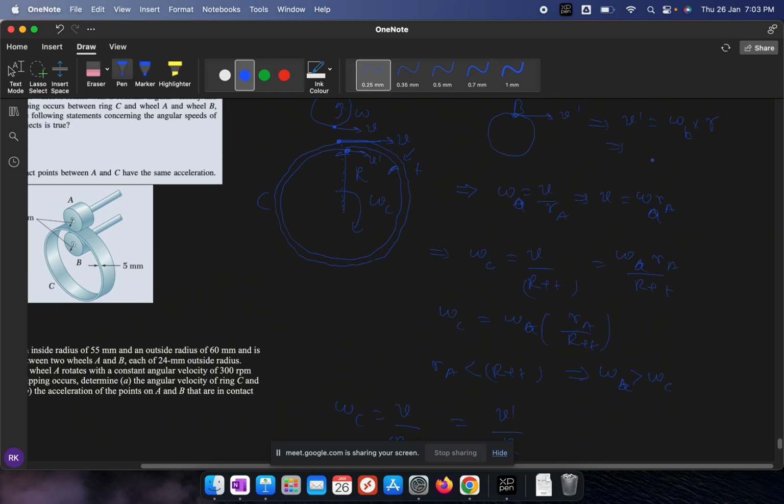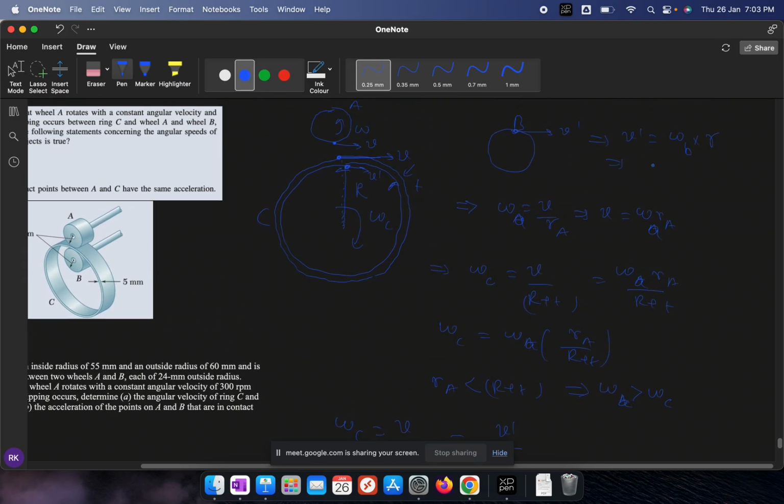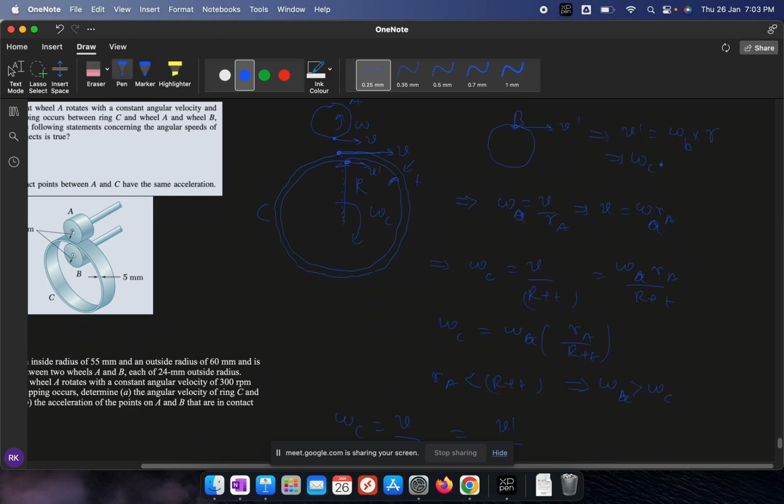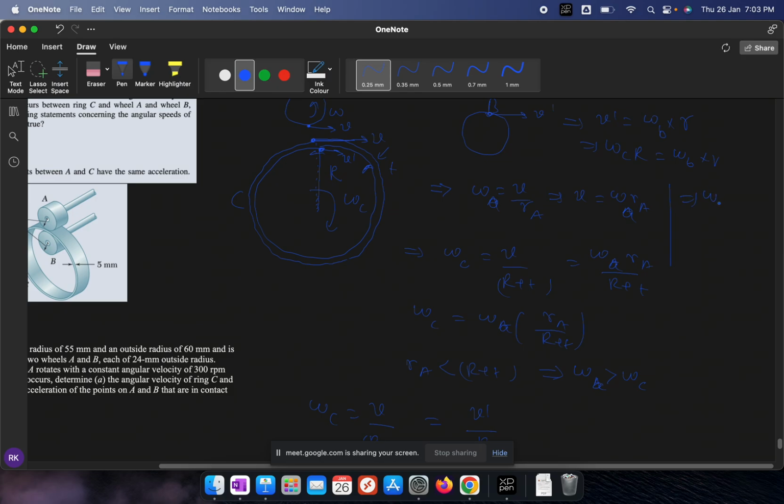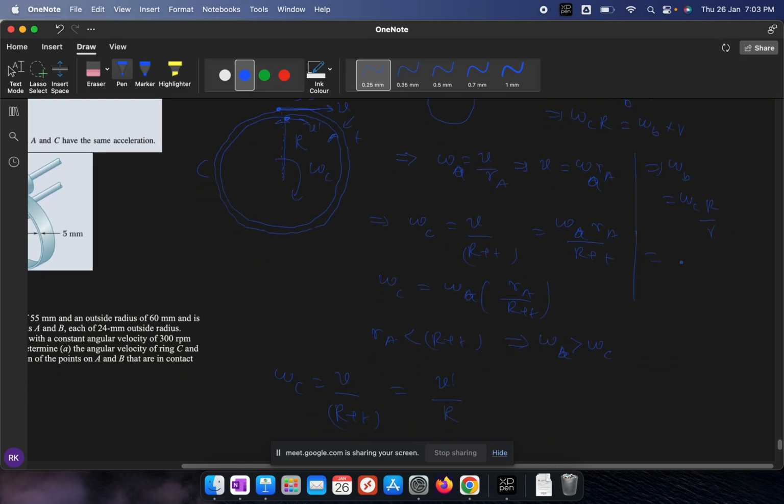Now substitute v dash here. So omega C into R equals omega B into R. Now I have to write omega B, and omega B will be omega C R divided by R. Now substitute omega C from here: omega C equals omega A Ra divided by R plus T, into R. Simply you can write Ra divided by R.